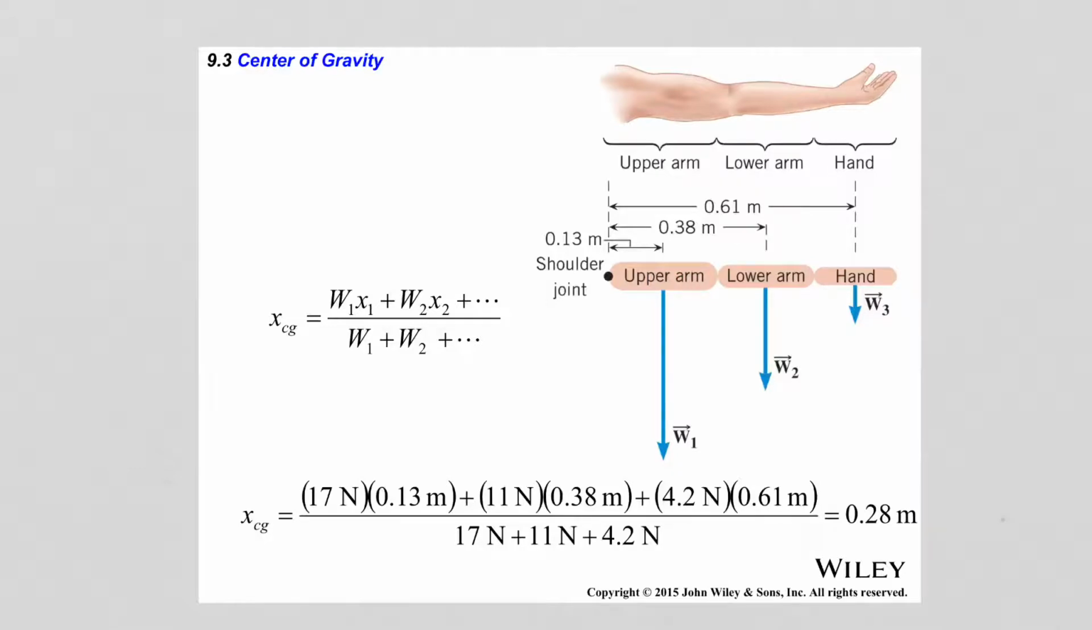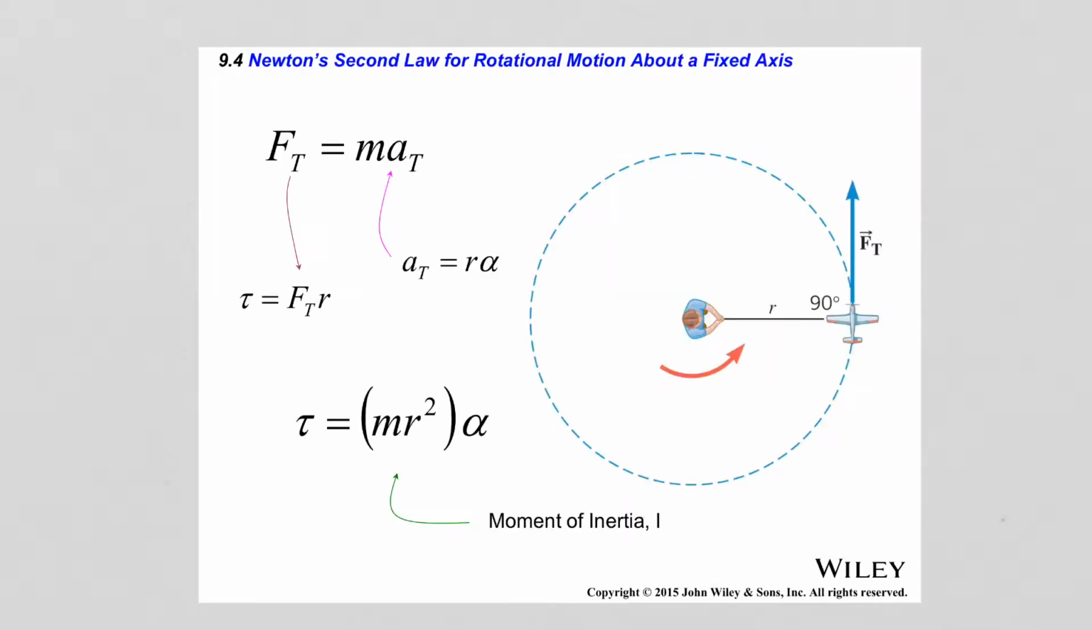Now let's discuss the situation where there is no equilibrium. There is angular acceleration. So we talked about Newton's second law in terms of dynamics of linear motion of an object. Now let's talk about Newton's second law in terms of rotation of a rigid body. So I start with Newton's second law for translational motion. The force is equal to mass times translational acceleration.